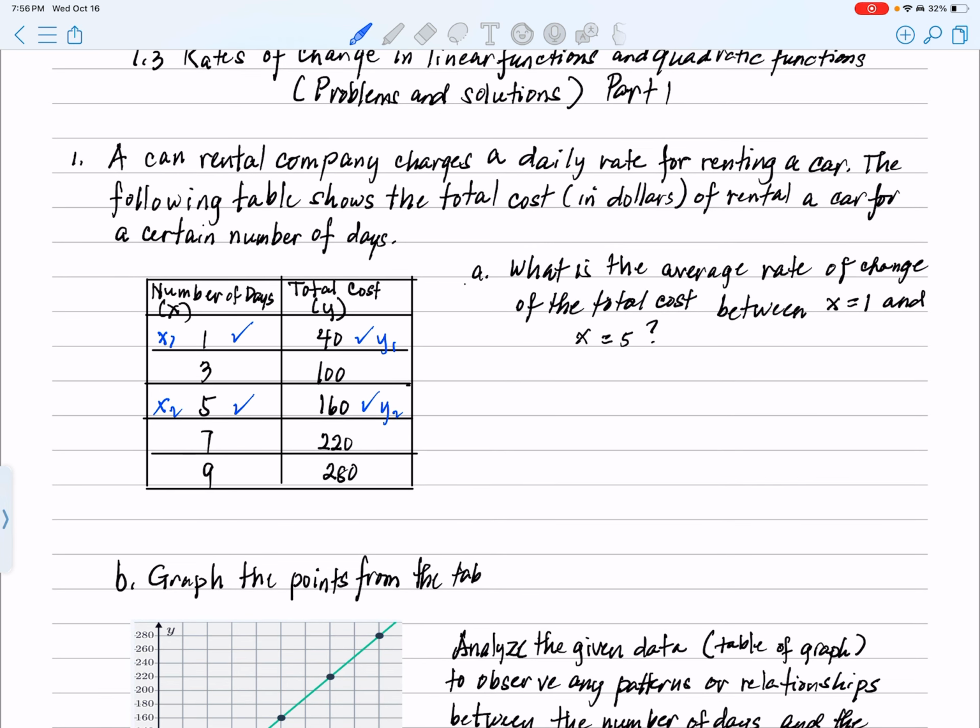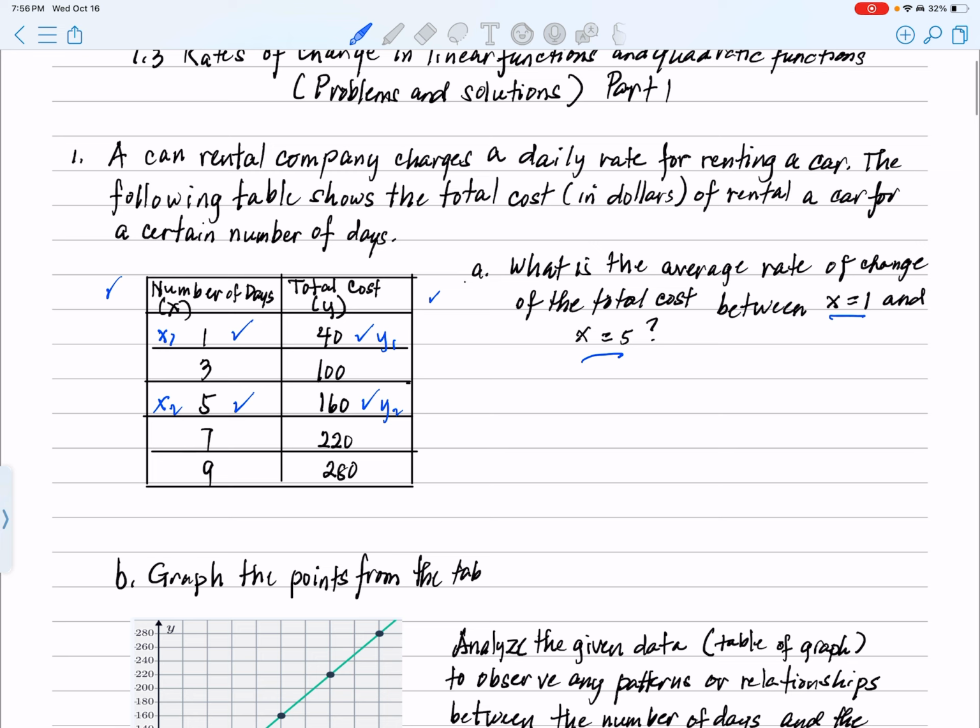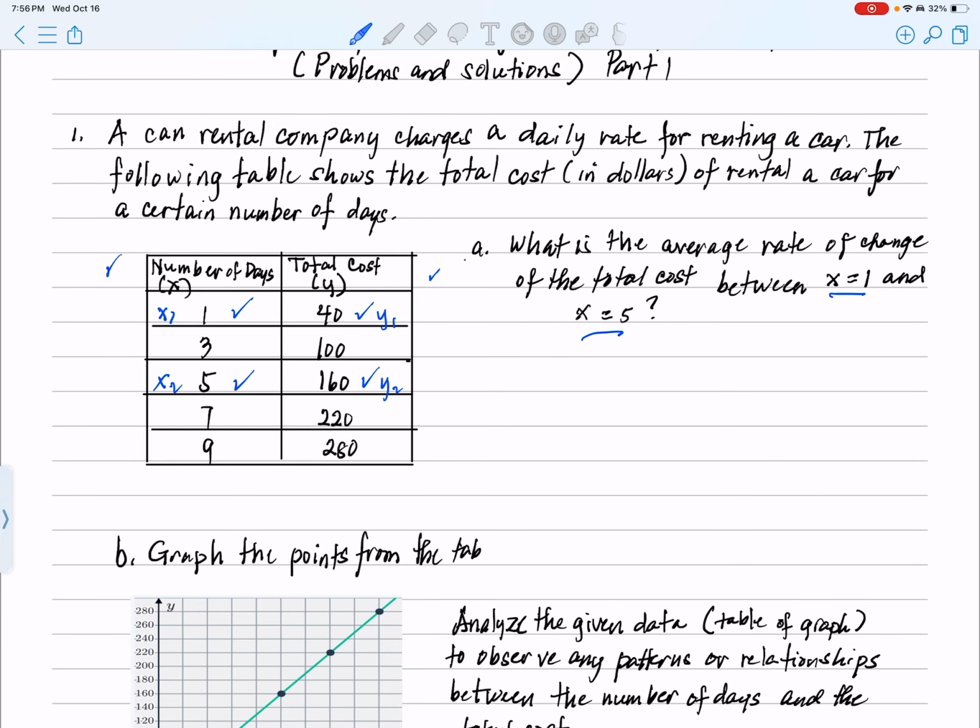A car rental company charges a daily rate for renting a car. The following table shows the total cost in dollars of renting a car for a certain number of days. So you are given a table here, the number of days, that is the x value, and the total cost, which is the y value. I marked it already because the question is asking what is the average rate of change of total cost between x equals 1 and x equals 5. So I mark where x equals 1 and the y value is 40, and when x equals 5 the y value is 160.